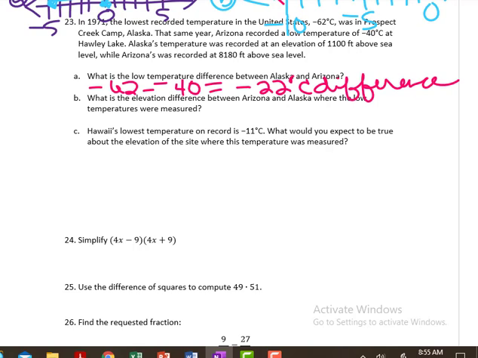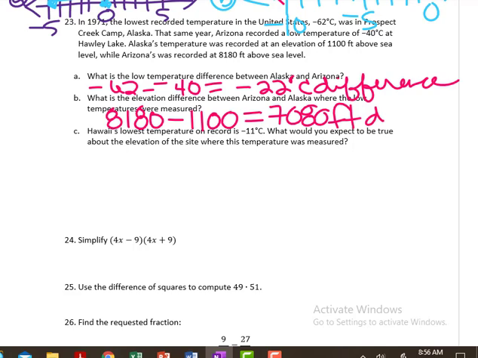B. What is the elevation difference between Arizona and Alaska where the low temperatures were measured? Okay, so Arizona is mentioned first, and the elevation was 8,180 feet, and the elevation in Alaska was 1,100 feet, so 7,080 feet difference.